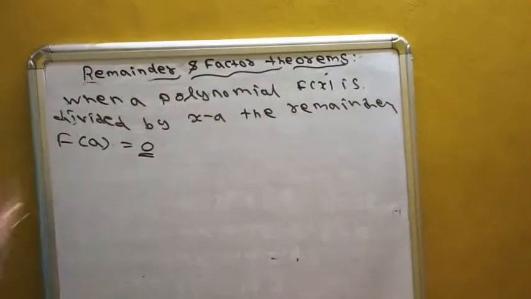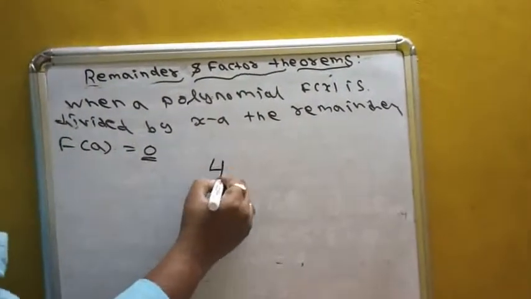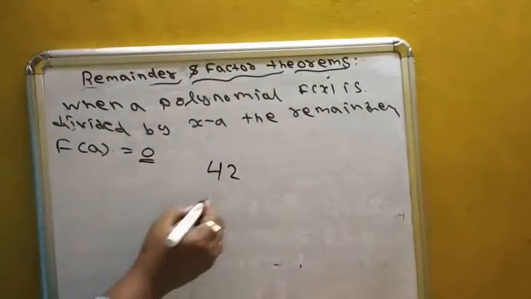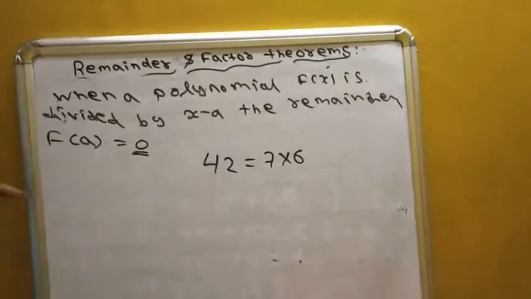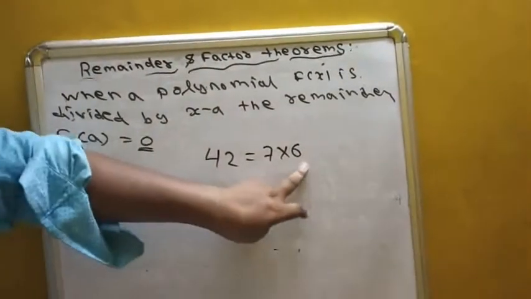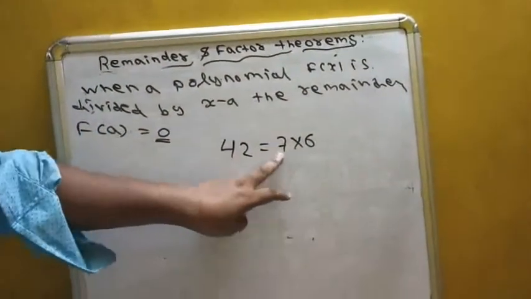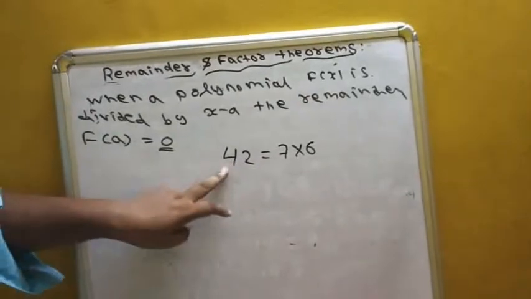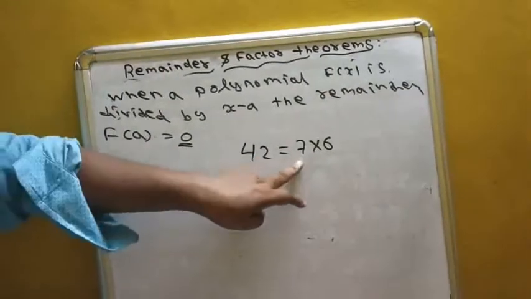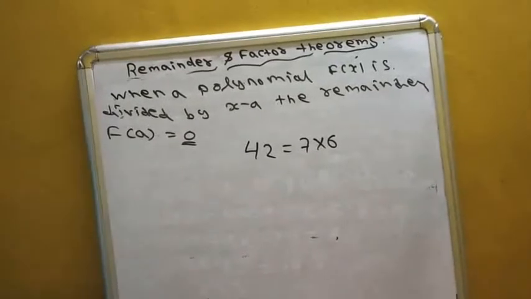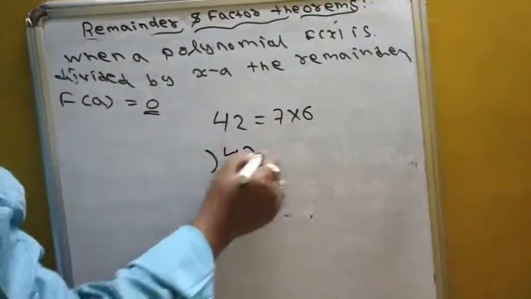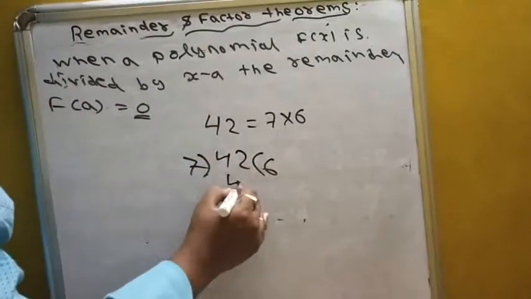What is the example? First, you know that 42 means what you can write? 7 into 6. Yes or no? So 7 is a factor, 6 is a factor. When you divide 42 by 7, you get the remainder equal to how much? 0. 42 divided by 7 equals 6, the remainder is 0.